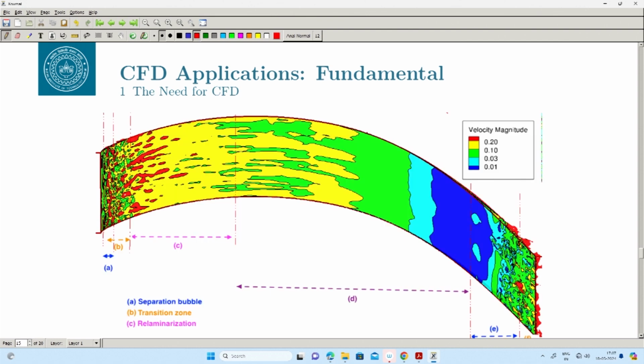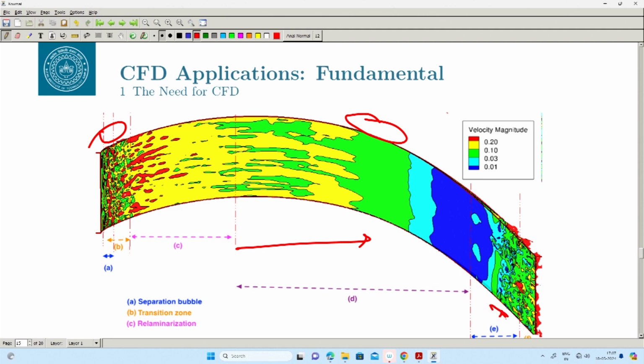This is a more complicated phenomenon, this is a flow over a turbine blade. Okay. And you can see that there are regions where you have more activity happening, and then there are regions where the activity is not too much. So, this is, for example, a region where it is relaminarizing, okay, and flow becomes laminar here, okay, and then it becomes transitional again, okay, and then you have separation.